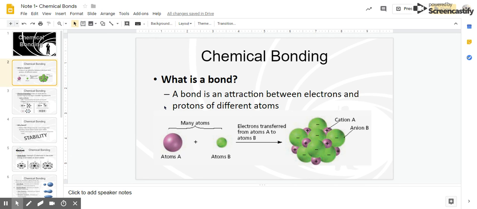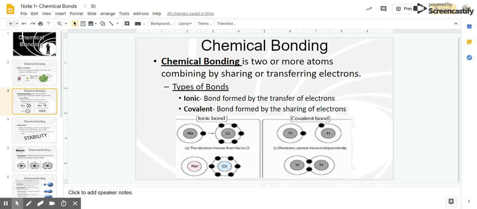So atom A and atom B are going to be pulled together in a bond based on that attraction. So we can form a bond by either transferring or sharing electrons, but electrons are key in our chemical bonding. So there are two types we're going to talk about, ionic bonds and covalent bonds. So ionic bonds are going to form when electrons are transferred.